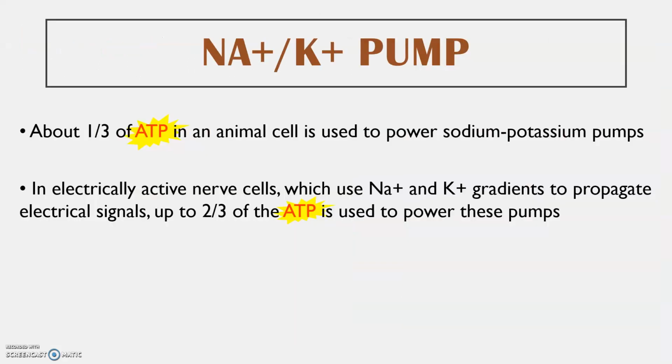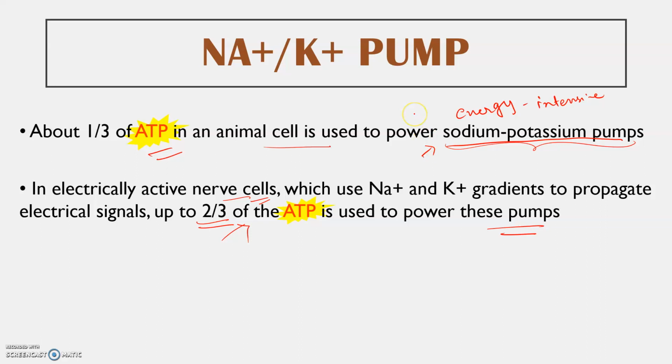Again, about 1/3 of ATP in an animal cell is used to power the sodium potassium pump. That means it is an energy intensive process, right? Because 1/3 of the ATP that is present in the animal cell is required so that the sodium potassium pumps keep working. Okay, and in electrically active nerve cells, where the sodium potassium gradients are used to propagate signals, up to 2/3 of the ATP is used to power these pumps. So in nerve cells, about 2/3 of the ATP gets used up, and in other cells 1/3 of the ATP is used up in the sodium potassium pump.